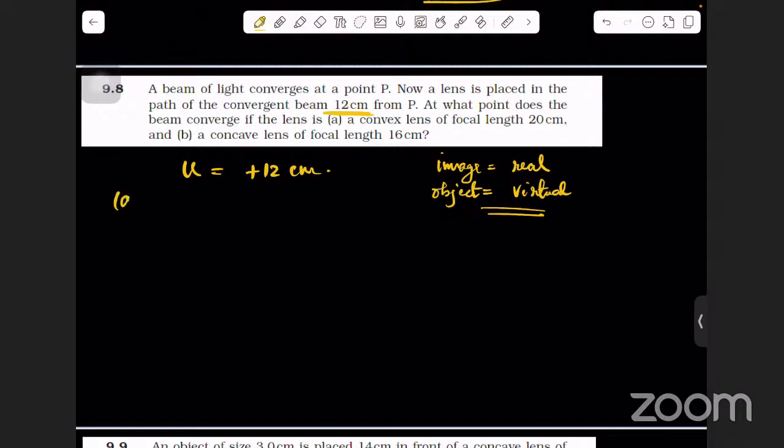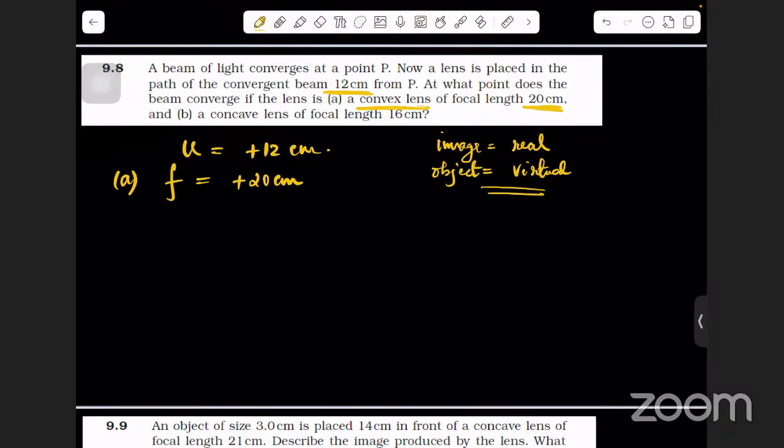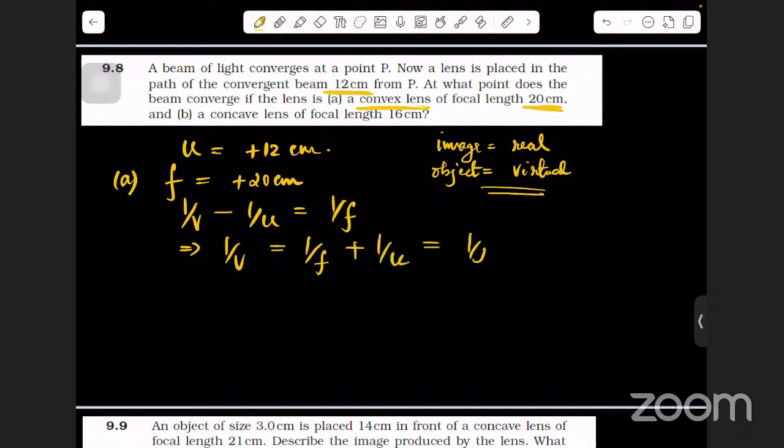So in the first case, a convex lens of focal length 20 centimeters. A convex lens means the focal length will be positive, plus 20 centimeters. Any convex thing is always positive. So the image distance, we don't know, V. So 1 upon V minus 1 upon U, it's the lens formula, not the mirror formula, equals 1 upon F. That implies 1 upon V is 1 upon F plus 1 upon U, 1 upon 20 plus 1 upon 12, which is 8 upon 60.